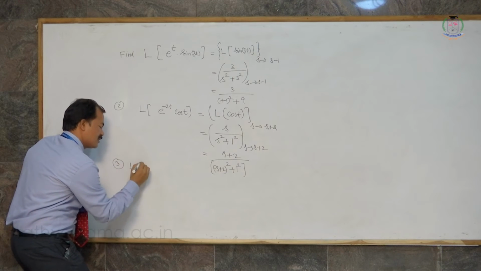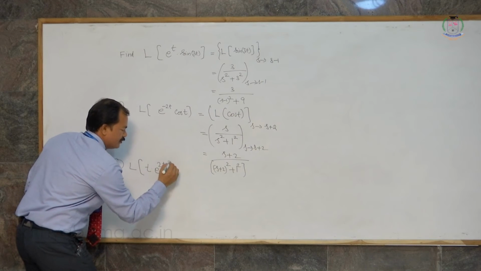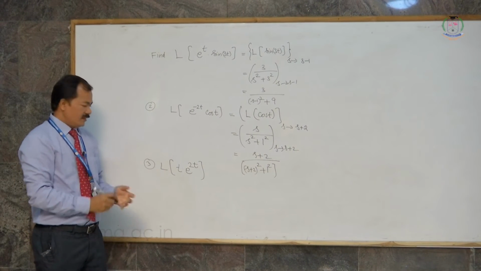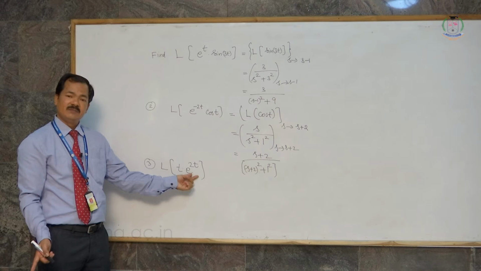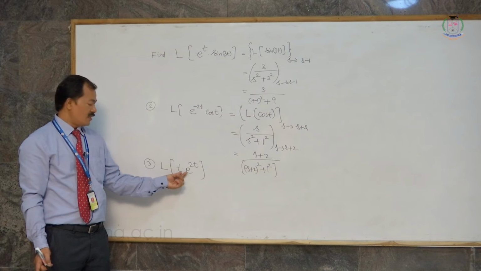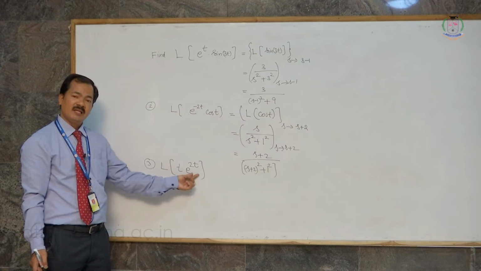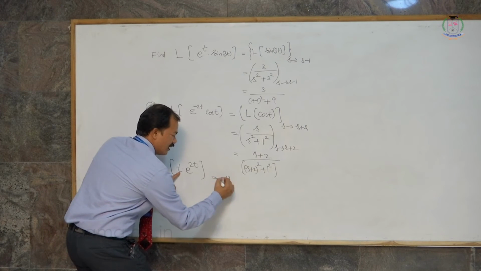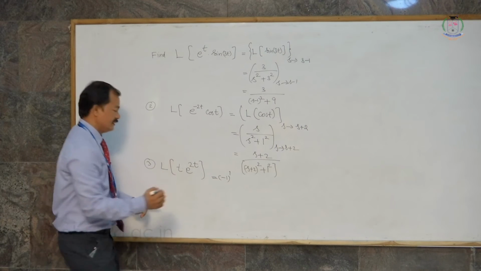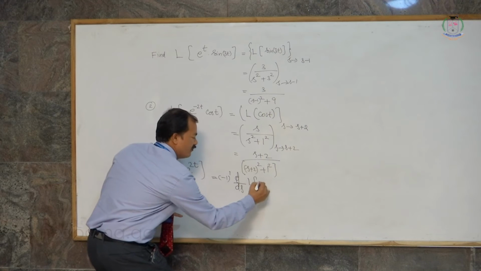Let us find Laplace transform of t into e power 2t. This problem, look at this function t into e power 2t. Either we can apply the first shifting theorem, or we can solve this problem by using the theorem called Laplace transform of t power n into f of t, general form. If you use that formula, we get minus 1 to the power 1, because t power 1 is there, n is 1, into d upon ds of Laplace transform of e power 2t.